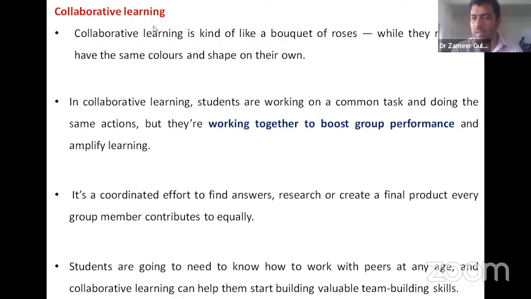Collaboration means collaborative work. We are doing everything in collaboration. For example, if I have to develop software, there will be collaborative work. I'll do the basic analysis, some other person will do the designing part, some other person will do the coding, some other person will do the implementation, and some other person will go and give it to the client. This is what collaborative learning is.